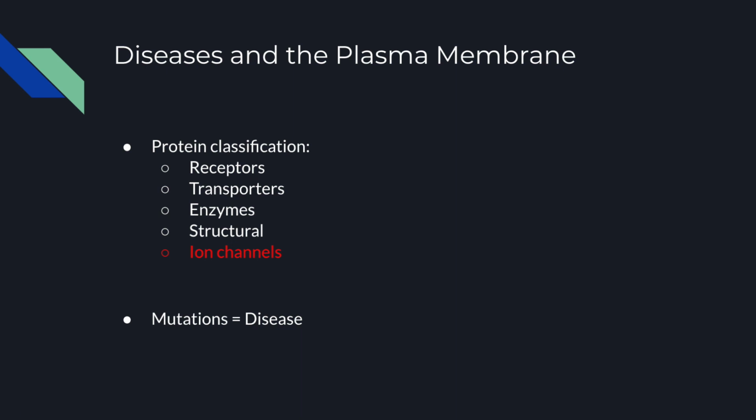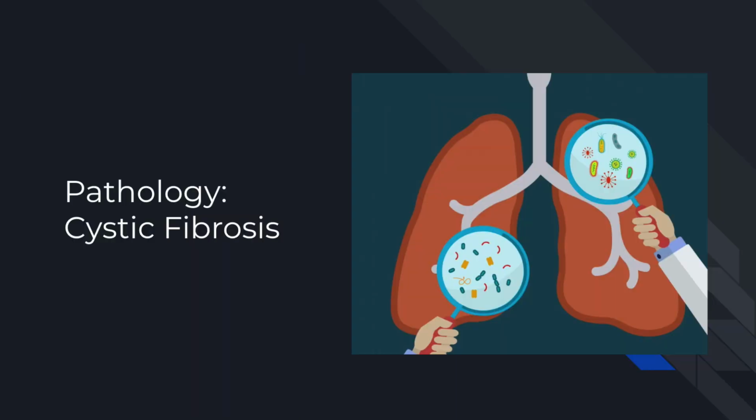Proteins found in membranes can be classified into many categories. They can be receptors, transporters, enzymes, structural proteins, or ion channels. Mutations affecting any of these protein components of the plasma membrane can result in disease. Today we'll be discussing a disease caused by mutation in the ion channel of the plasma membrane. It's called cystic fibrosis.